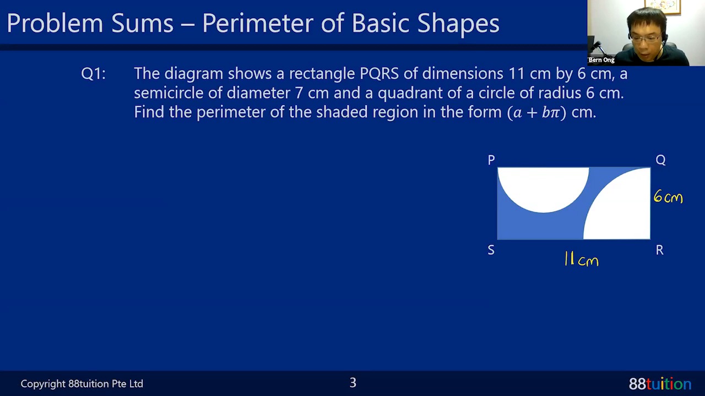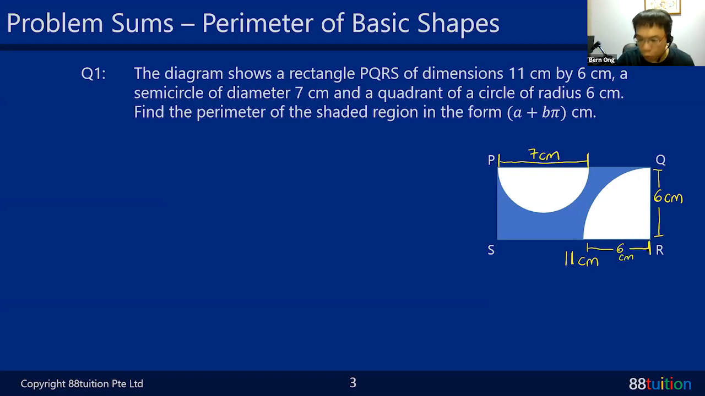So what happened? A semicircle of diameter 7. Obviously this is the semicircle, and the diameter down here is 7 cm. And the quadrant is 6 cm. That means down here is 6 cm, which means that down here is also 6 cm.